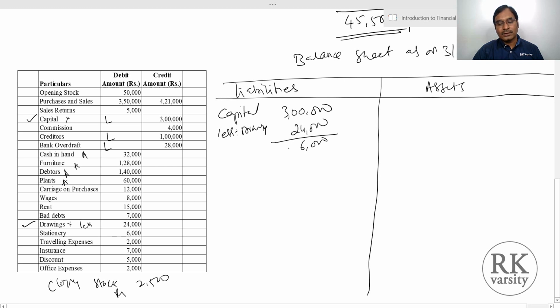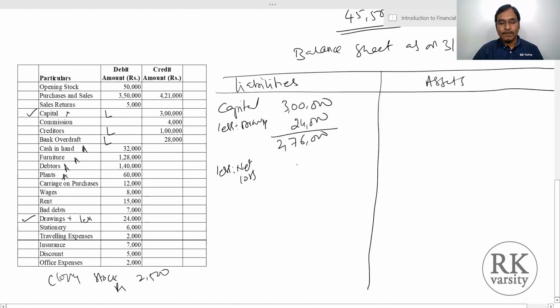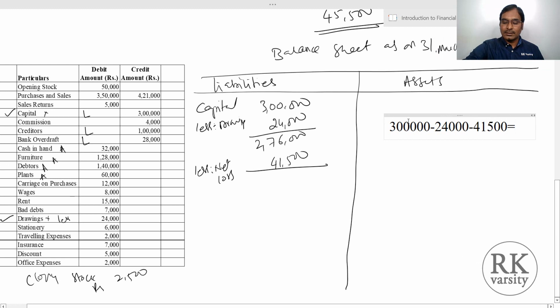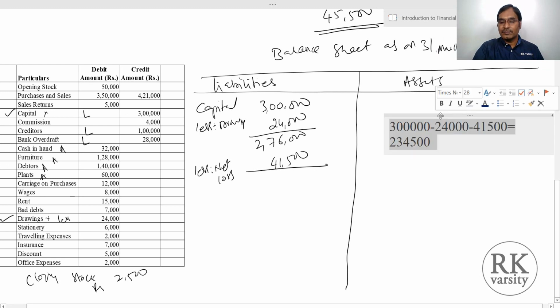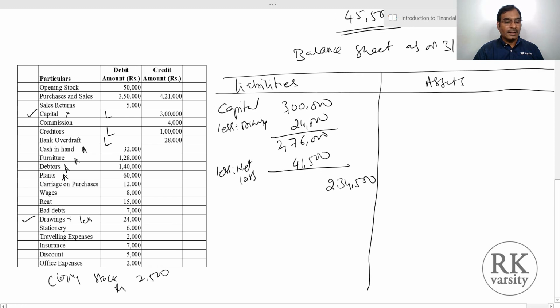So this gives you 2,76,000 less net loss. What is the loss amount here? Loss is 41,500. So we calculate the value here. That is 3 lakhs minus 24,000 minus 41,500. So this is 2,34,500.